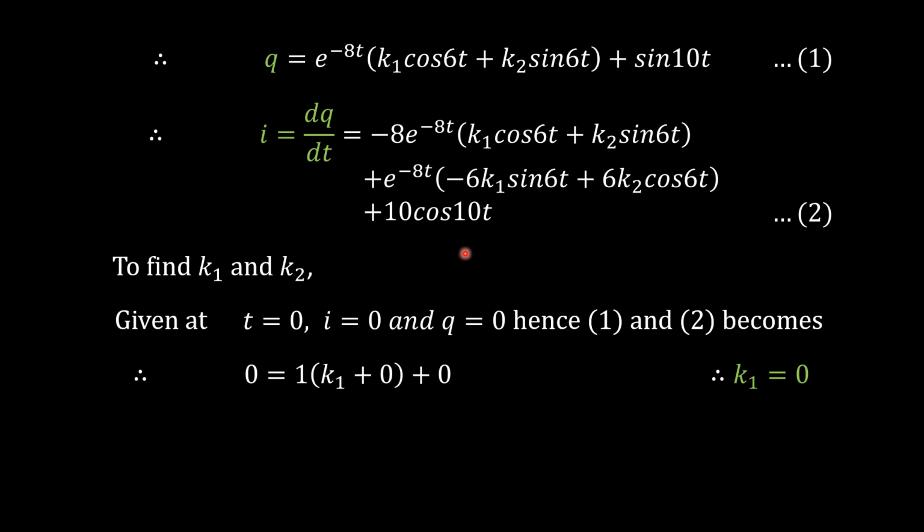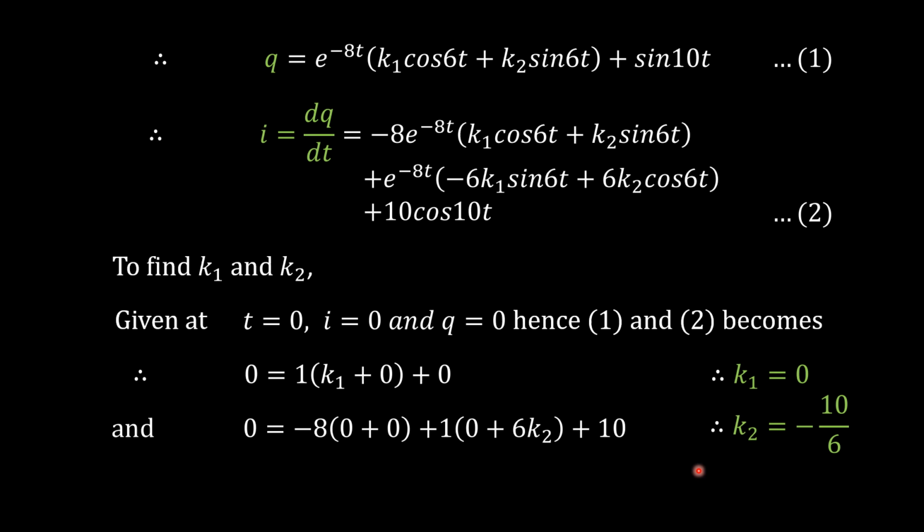Now we will obtain k2, for which we will put I equal to 0 at t equal to 0 in equation 2. That will give us I equal to 0, then minus 8 times k1, which is 0, so this term is 0, and sin 0 is 0, so the first term totally becomes 0. Then plus e raised to 0 is 1, sin 0 is 0 and cos 0 is 1, so here we got 6k2. Again cos 0 is 1, so we are left with 10. So this gives us k2 equal to minus 10 divided by 6. So that is the value of k2.